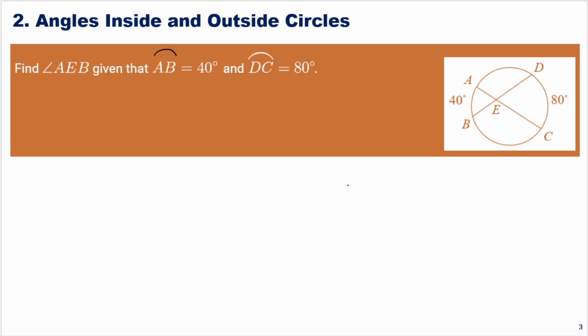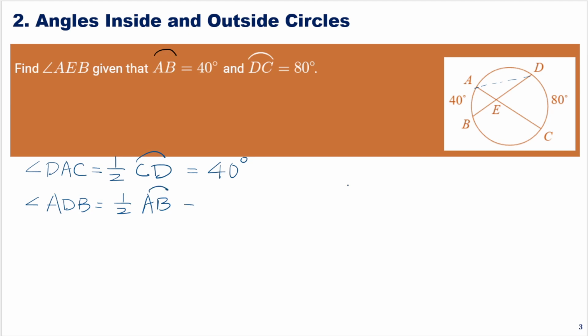So for example, we could connect points A and D, right? In that case, we have created some inscribed angles. We have angle BAC equals 1/2 the corresponding arc CD, right? And this gives us 40 degrees. And on the other hand, we have angle ADB equals 1/2 of the corresponding arc, which is AB, and this gives us 20 degrees, right?